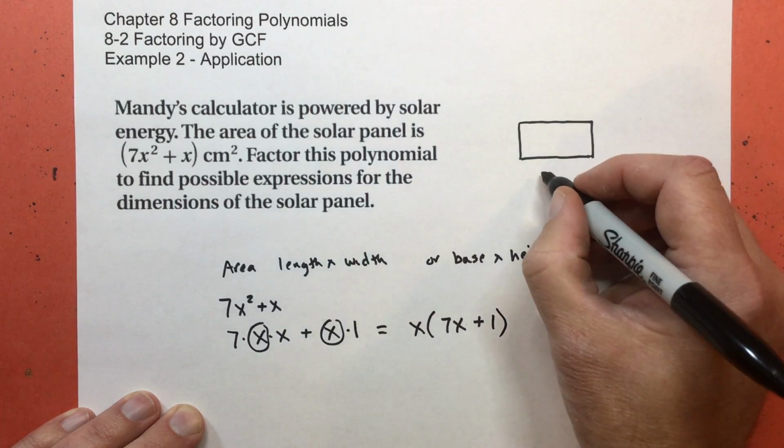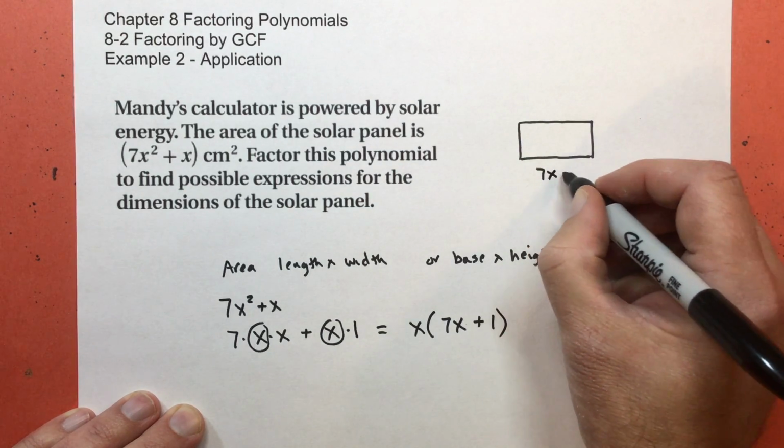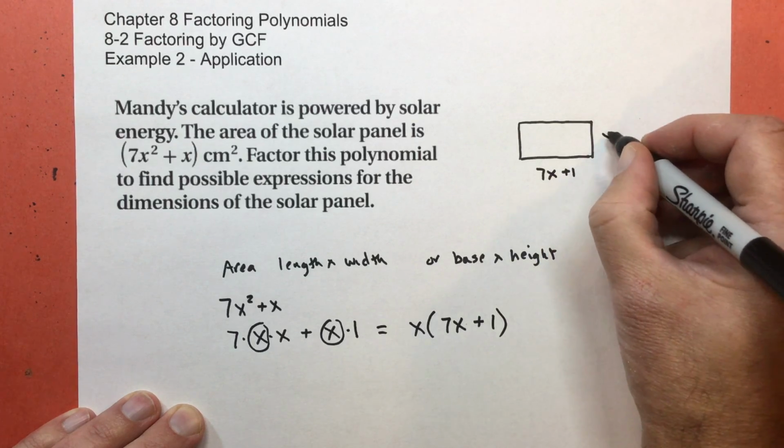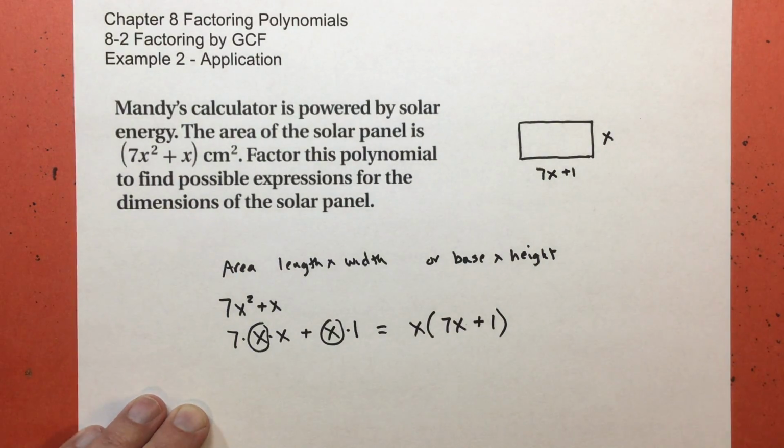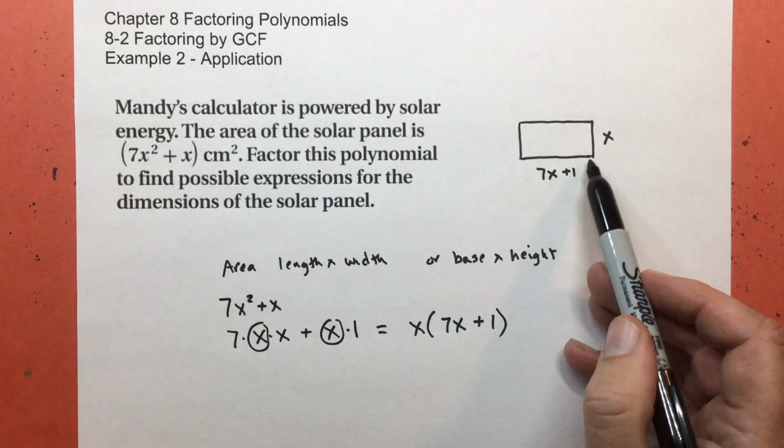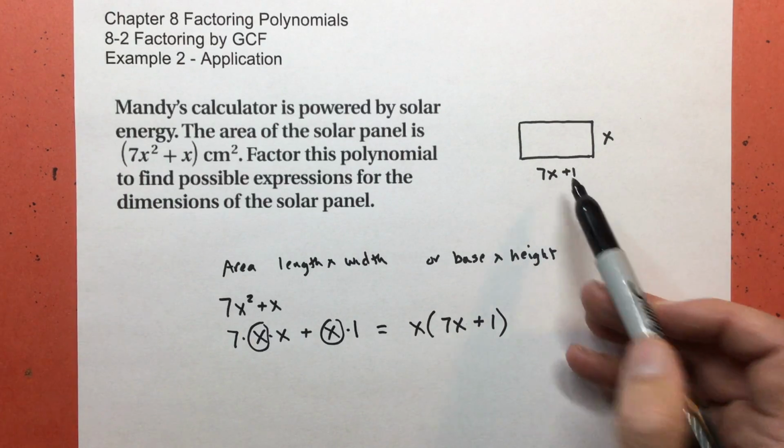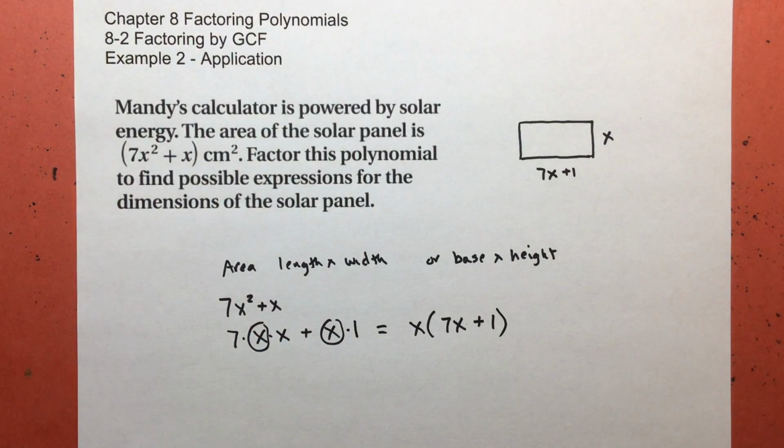So for my rectangle, I would have 7x plus 1, and this would be x. And of course we could talk about other things, like the fact that x would have to be positive because you can't have negative distance, and how would I know that this is the long side? Because it's 7 times as long plus 1 more. Okay? But that's all well and good.